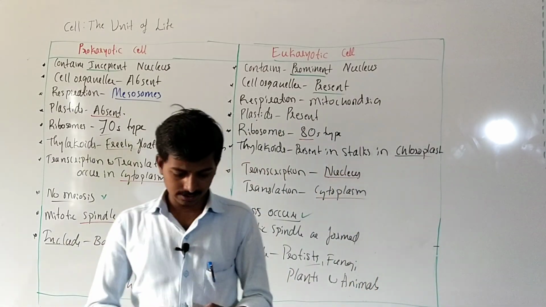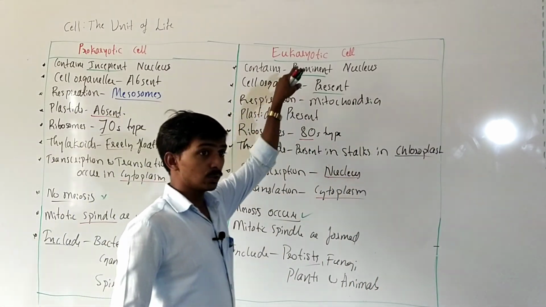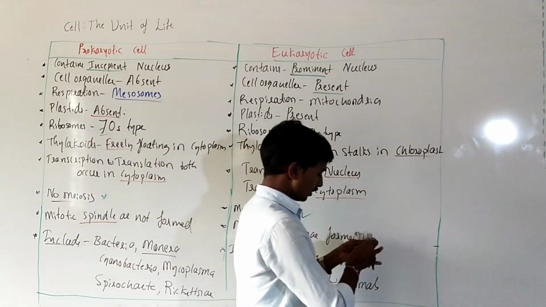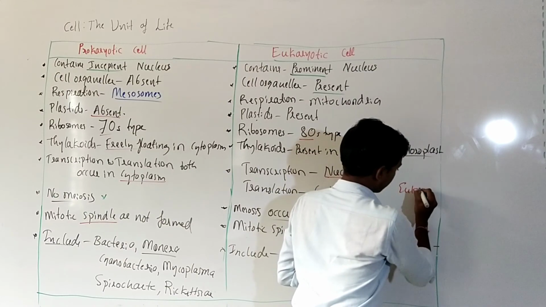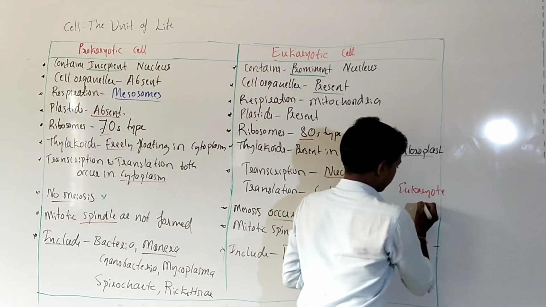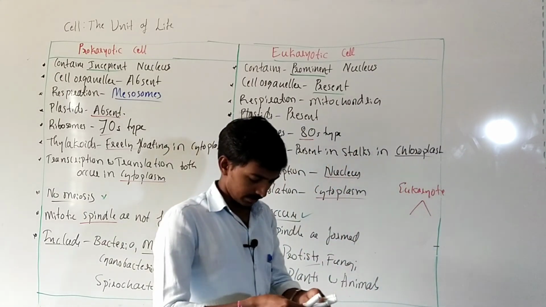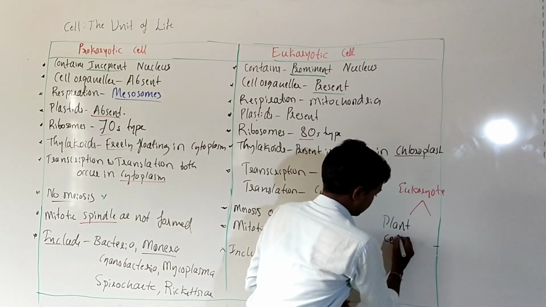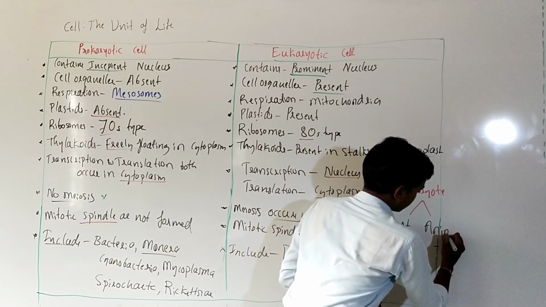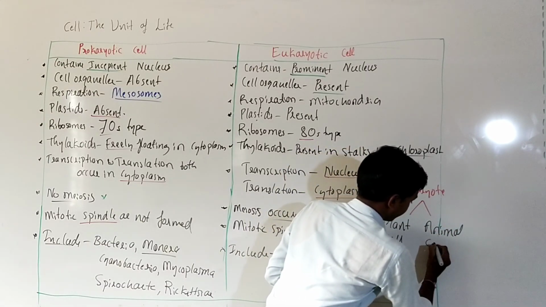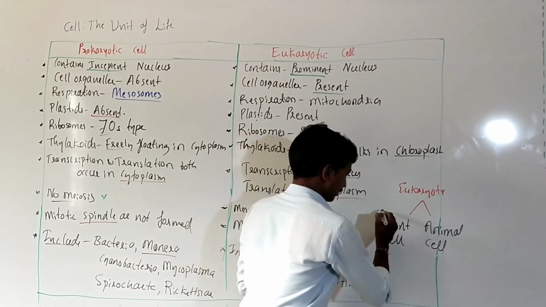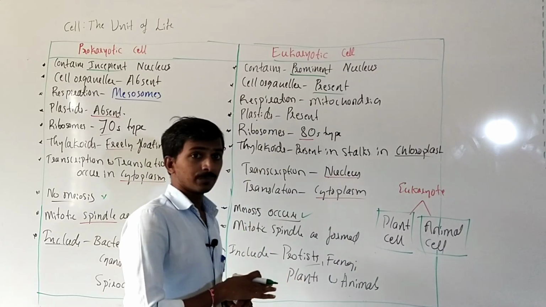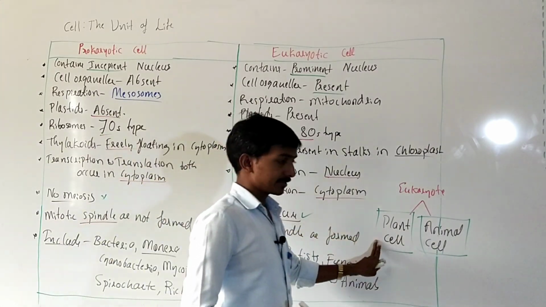In the next class we'll discuss the eukaryotic cell in detail. When we say eukaryote, there are two major types of organisms: one is the plant cell, the other is the animal cell. So in the next class we'll discuss the differences between a plant cell and an animal cell.